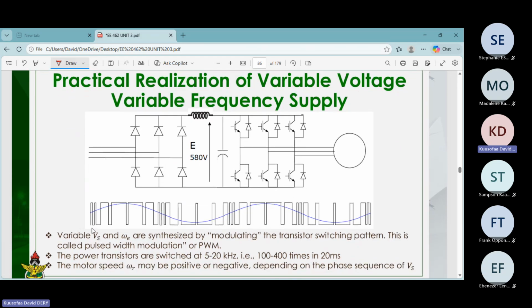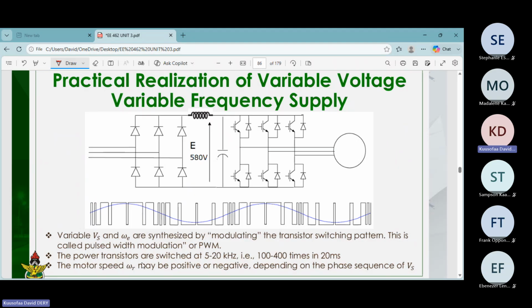The variable voltage and speed, that is omega E, are synthesized by modulating the transistor switching pattern. This is called pulse width modulation, or PWM. These are the pulses that are sent; this is how the switches are turning on and off. How to generate this waveform, I think we studied in power electronics. That gives us the output waveform with some harmonics. Definitely there will be some harmonics.